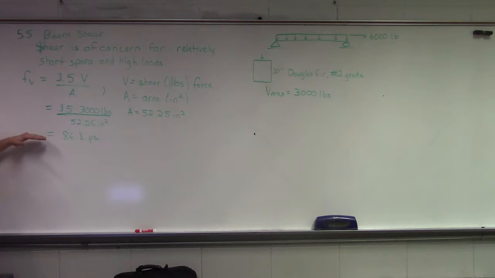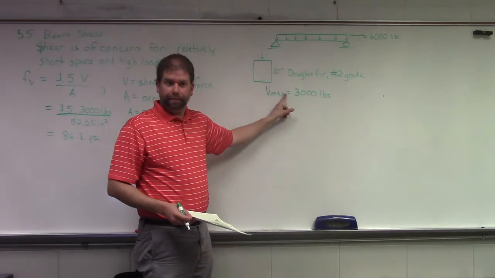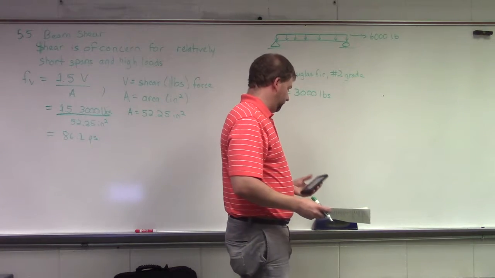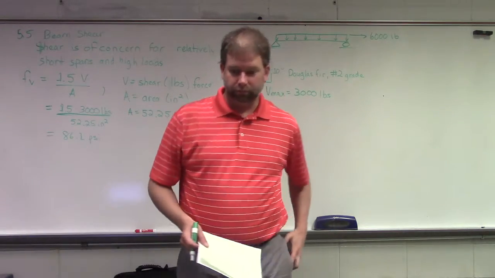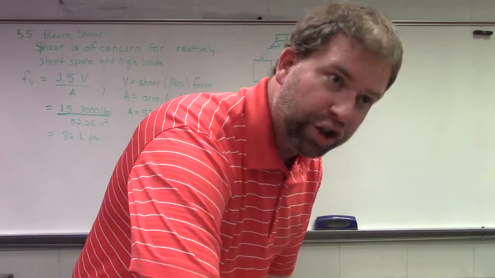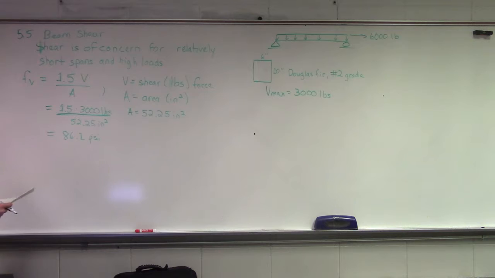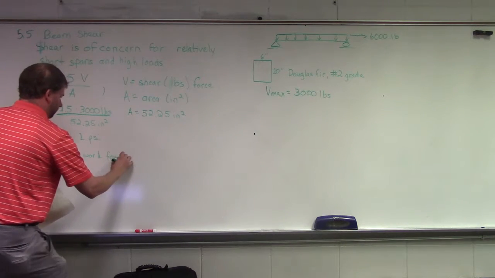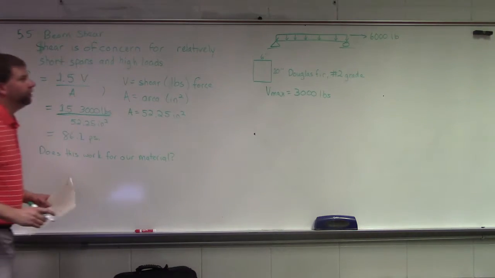So this is the maximum shear stress that you will have. Where is it occurring? At the ends. It's occurring at the ends, right? So that's where we said we're interested in. So what's the end? 86.1 psi. This is where our shear is most likely to develop, right? On the ends of our beams. So now we just need to run a check. Does this work for our material?